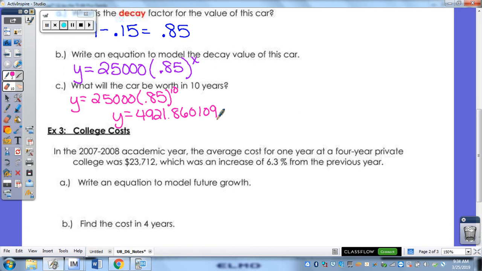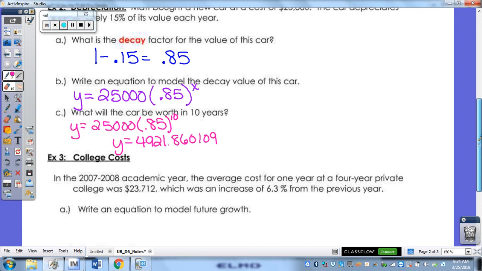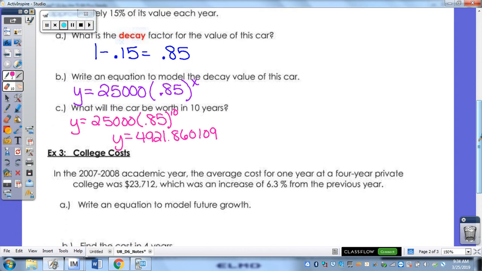Now, we're dealing with the value of a car. Did they tell us to round anywhere specifically? Nope. So whenever we're dealing with money, how many numbers do we normally have after the decimal? 2. So 4,921.86. So that's how much the car will be worth after 10 years.